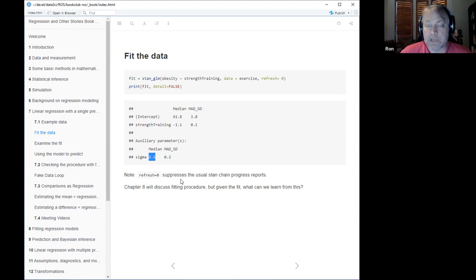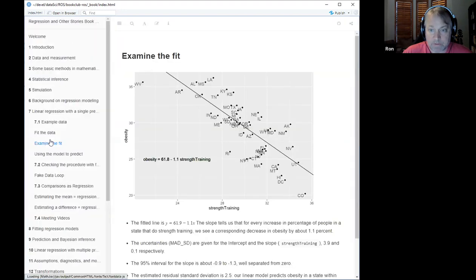So the book says in chapter 8, which is the next chapter, we'll go into more of what's actually going on with this fitting procedure. But in this chapter, we're going to say, okay, this is given to us, what can we learn from this? I'll probably talk through almost all of the things in the next thing already, right?